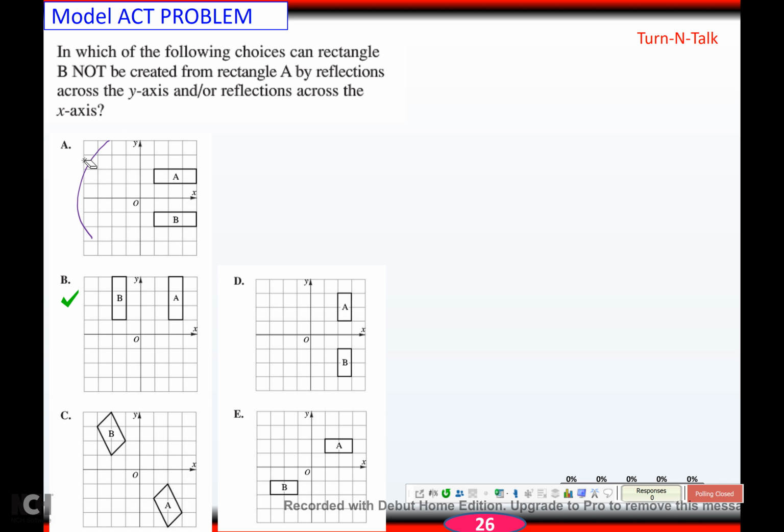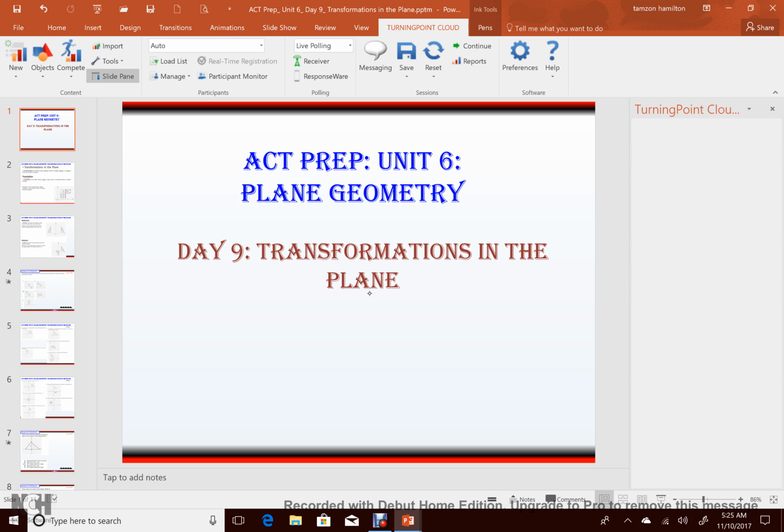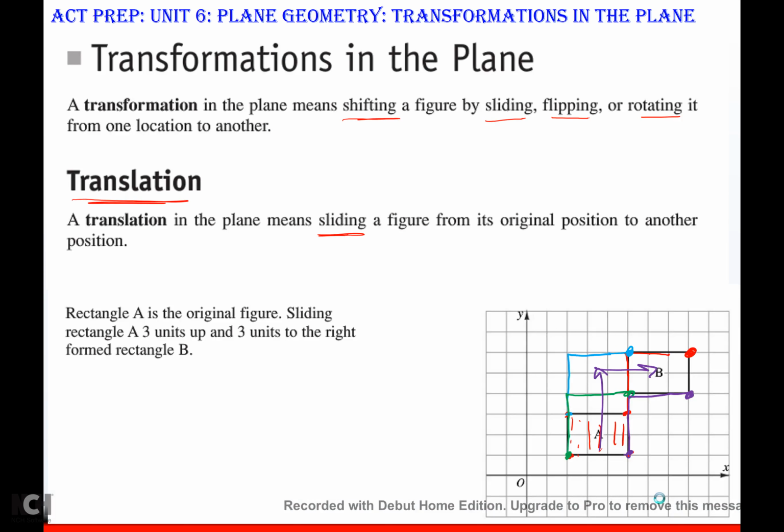And hopefully you got B. It says, in which of the following choices can rectangle be not... Oh, hold on just a second. Sorry, I don't know why that did that. Oh man, I'm all the way to the end. Sorry, wait a second.